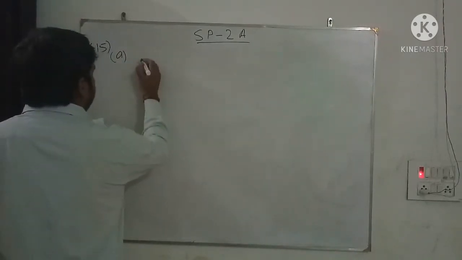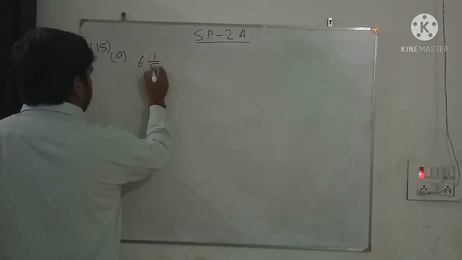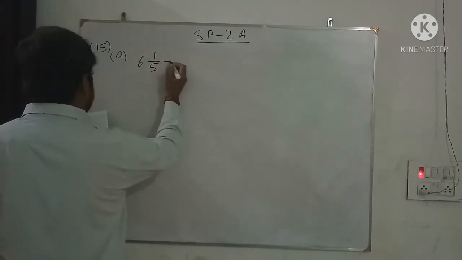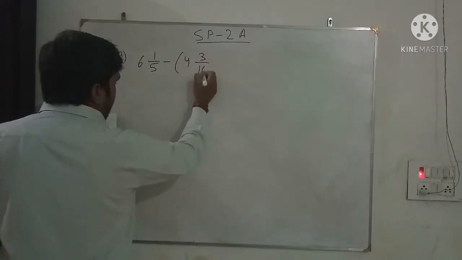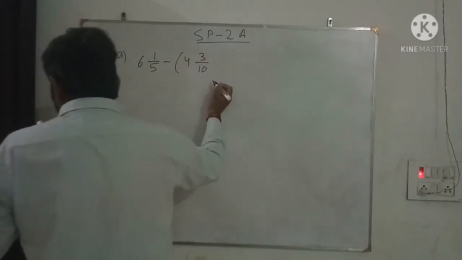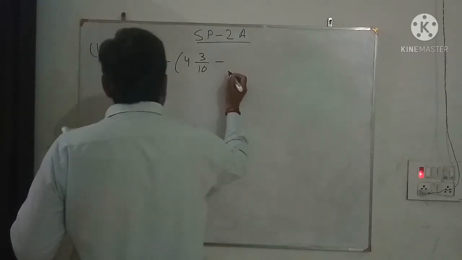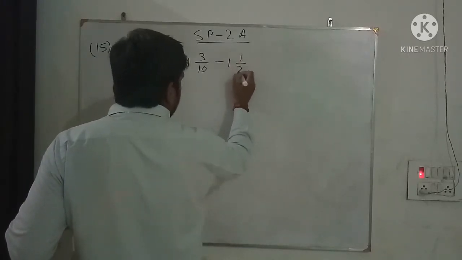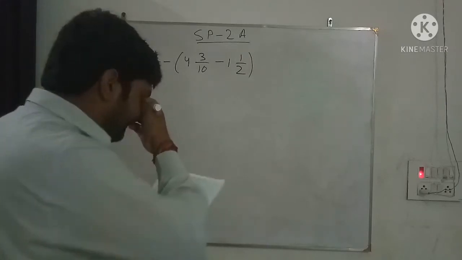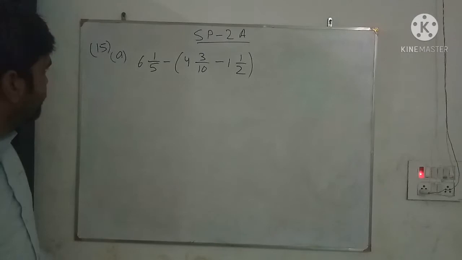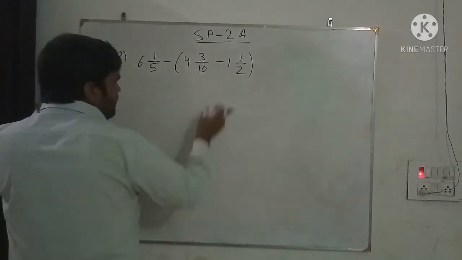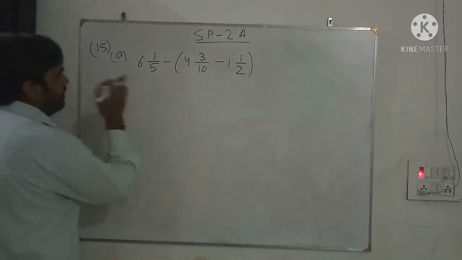6 1 by 5 minus 4 3 by 10 minus 1 1 by 2. We have to simplify this. First we will solve this bracket, and afterwards we will do the rest.